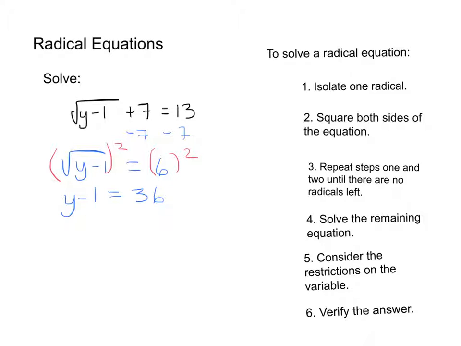But look what we did. Isolate one radical, square both sides of the equation. It then says in step 3, repeat steps 1 and 2 until there are no radicals left. Well, we already don't have any radicals left, so we don't have to go back and repeat that. So we can move on to step 4, which is solve the remaining equation, which in this case is linear. Sometimes it'll be quadratic, but that's easy enough to solve. What do I have to do? Add 1 to both sides, and I end up with y equals 37.